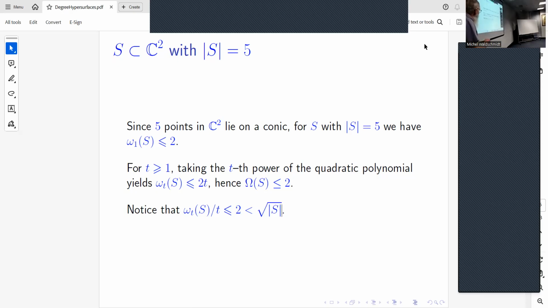And if you take the t-th power of the quadratic polynomial, which is not your conic, then you will find that omega t of S is bounded by 2t, and therefore capital omega of S is less than 2. So I notice here that omega t over t is less than 2, which is then a conic of S. This bound will come back here in the next example. So this is 5 points. Let me move to 6 points.